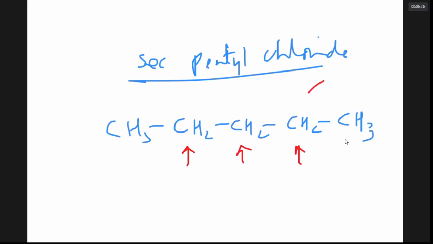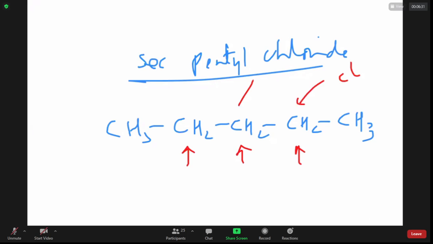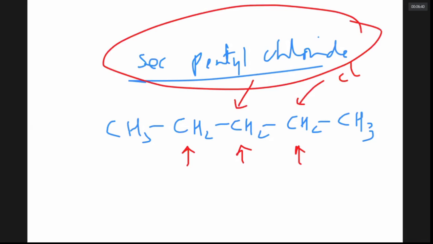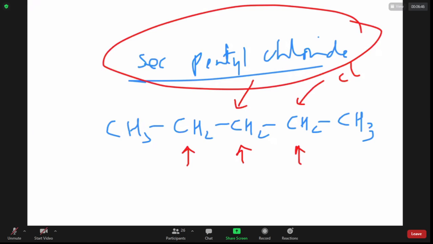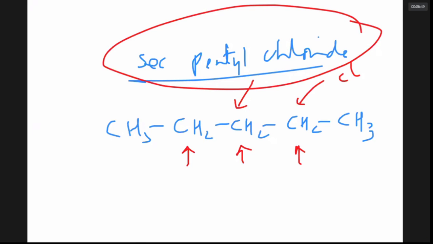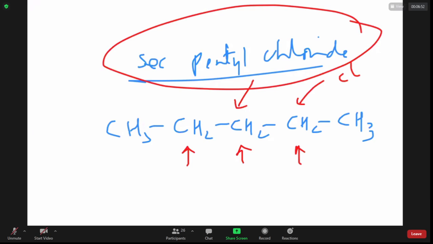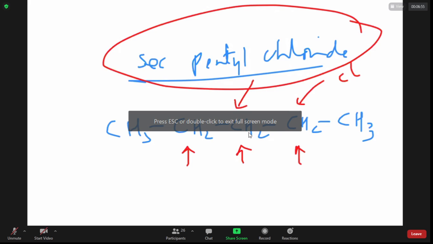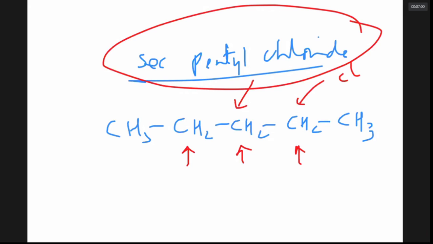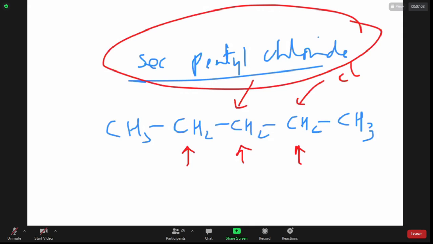If I put Cl here, it is called 2-chloropentane. That is a secondary pentyl chloride. If I put Cl here, that is also secondary pentyl chloride, but that is 3-chloropentane. So if I use the term secondary pentyl chloride, it is confusing. It is ambiguous. If the name indicates only one unique compound without any sense of doubt, then this is called a non-ambiguous name. But if the name suggests two different compounds, then the name is said to be ambiguous. Are we very clear?